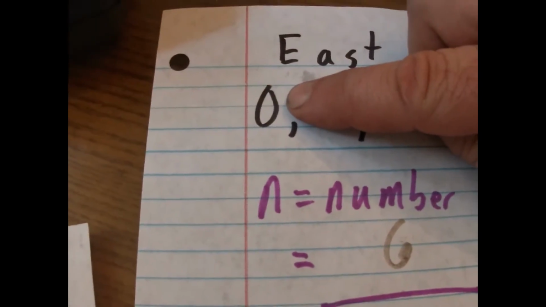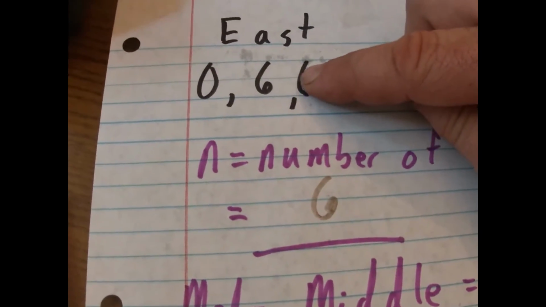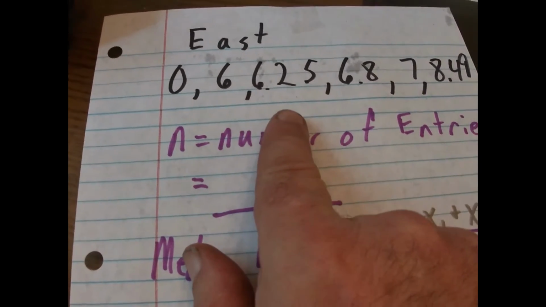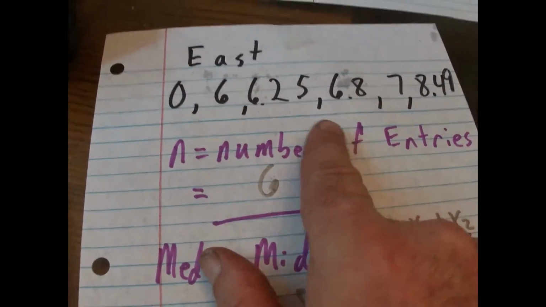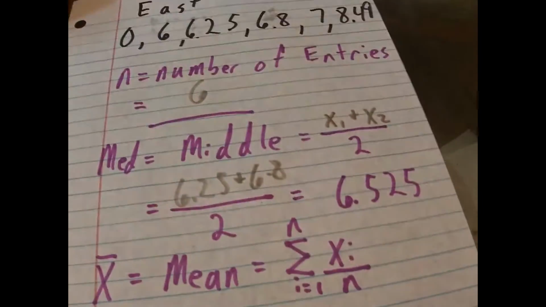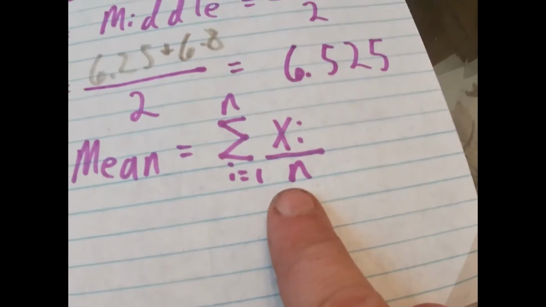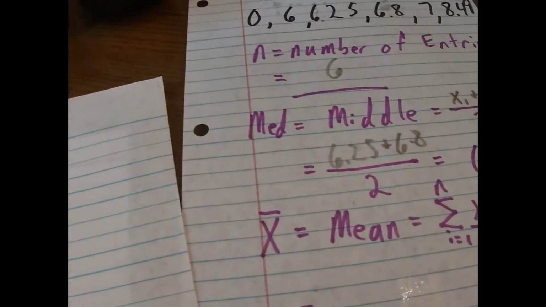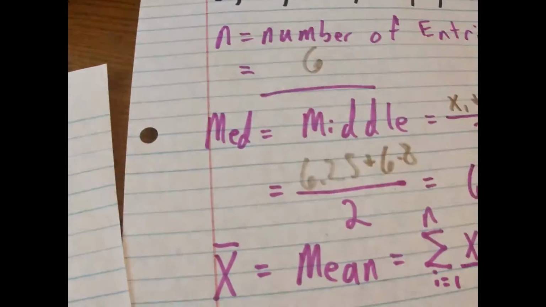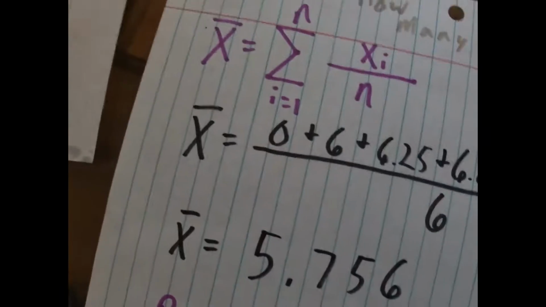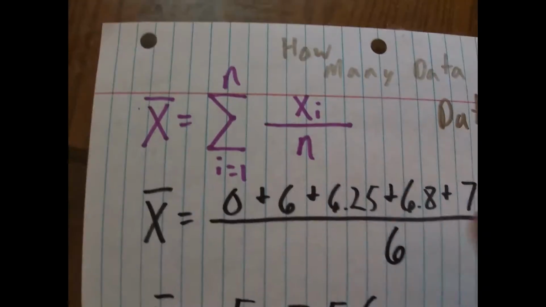X1 would be the first one. This 0 would be X1. This 6 would be X2. 6.25 would be X3, then X4, etc. And then, of course, we know n is equal to 6. Now, that's just a fancy way of saying, just take the average. And so that's what I did here.